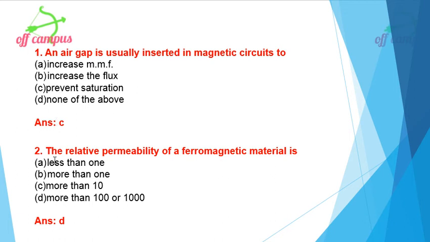Then question number 2, the relative permeability of a ferromagnetic material. The relative permeability of a ferromagnetic material is usually very high, more than 100 or 1000. Option D is the right option.